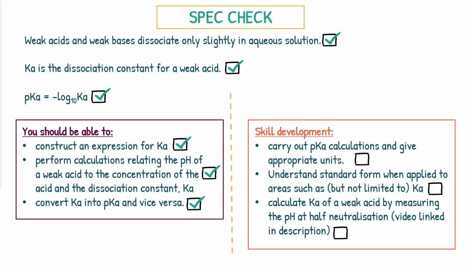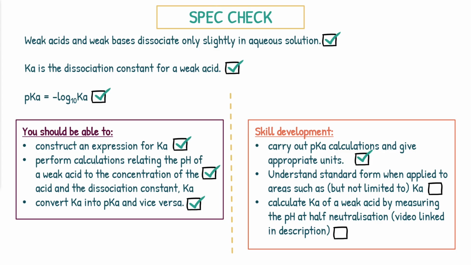Okay, skill development. What is this section? We need to carry out pKa calculations and give appropriate units. You want to carry out the same methodology, thinking, what equations do I know from the specification? How can I rearrange these and what variables has AQA given me? Simple as that. Next up, understand standard form. Hopefully this is second nature by now.